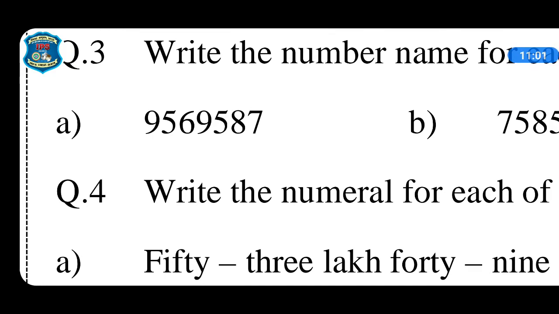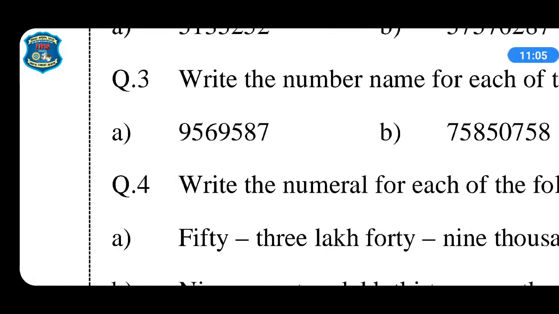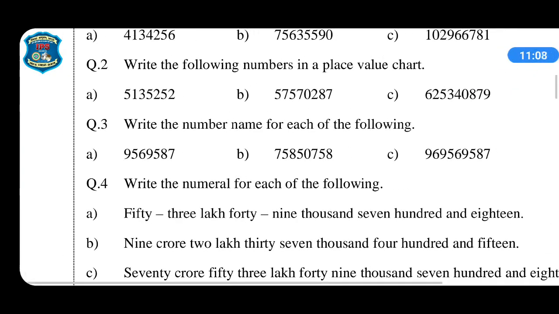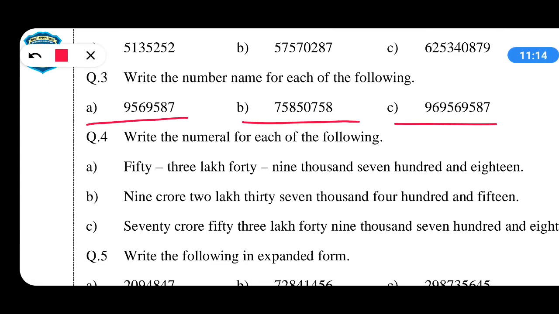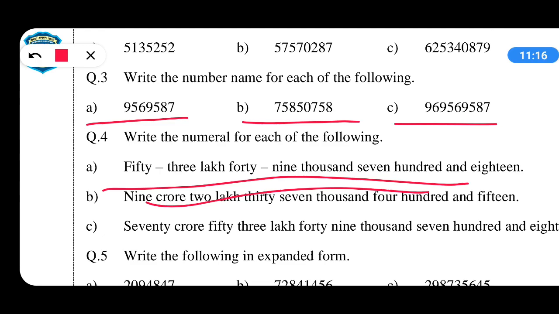You have to write the number in words. Got it? You have to write the number name of these three parts, A, B and C. So you have to write in words like this. Got it? In Indian system.